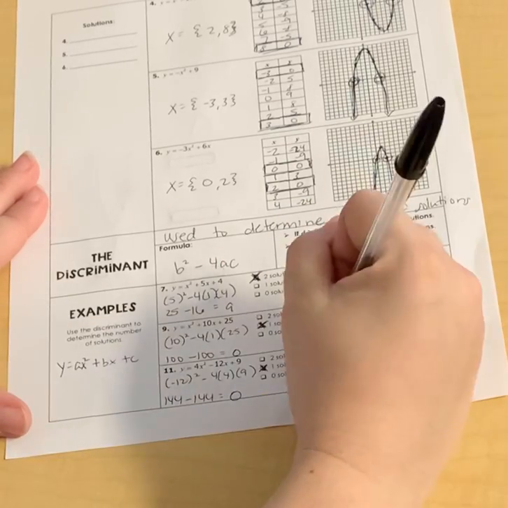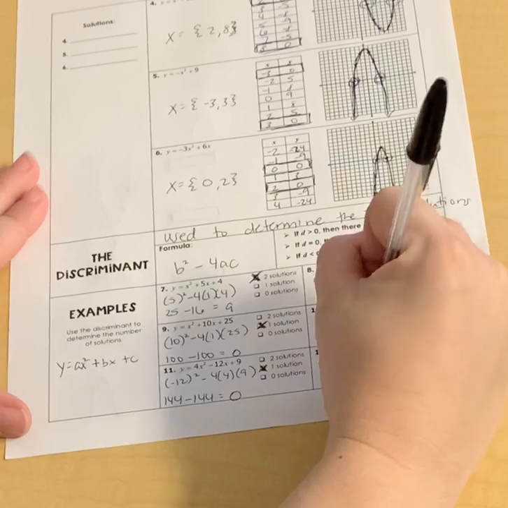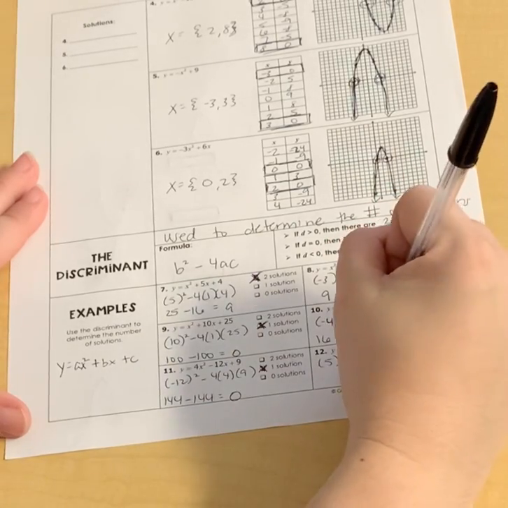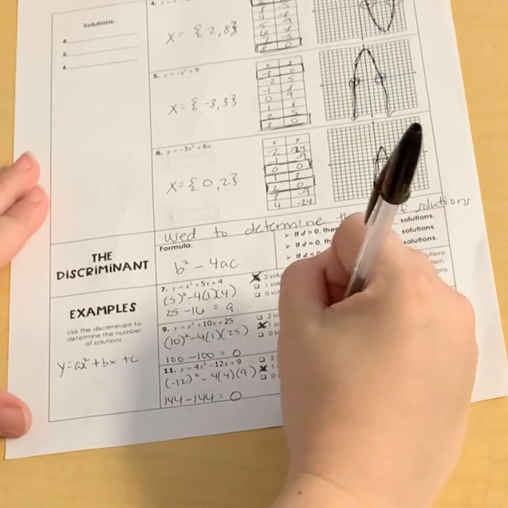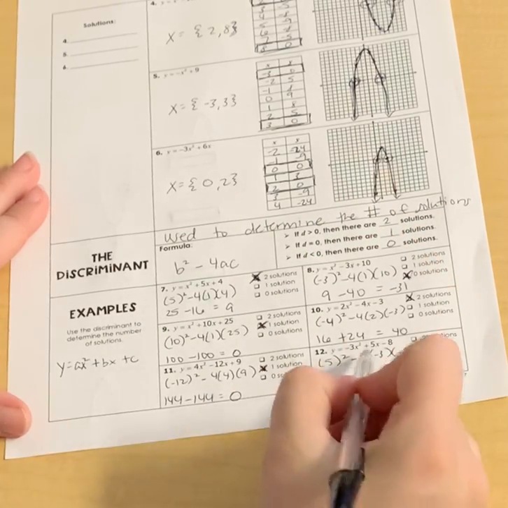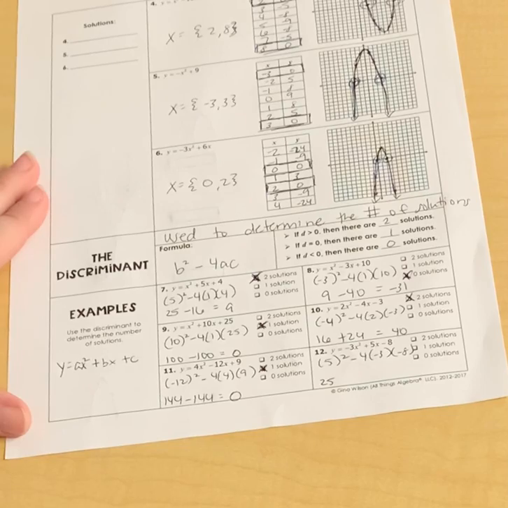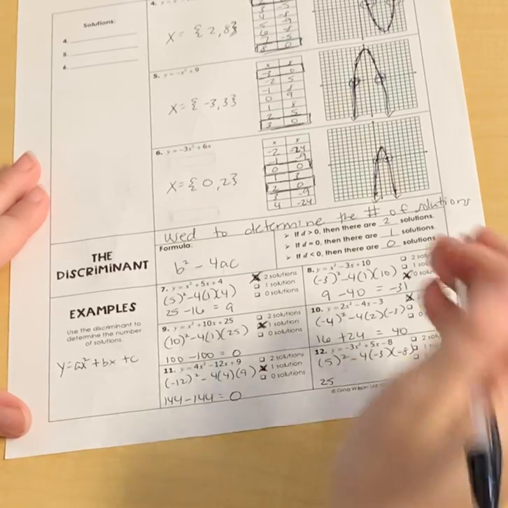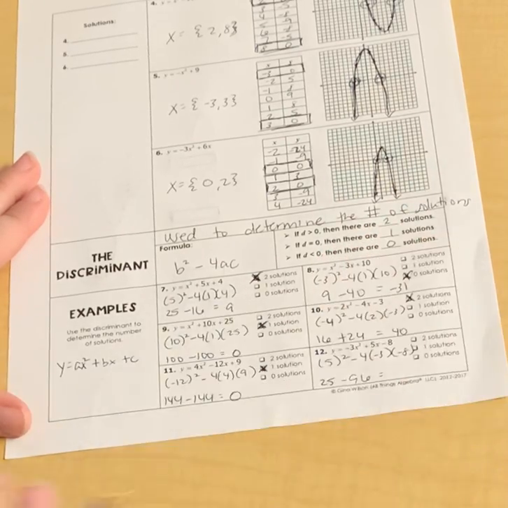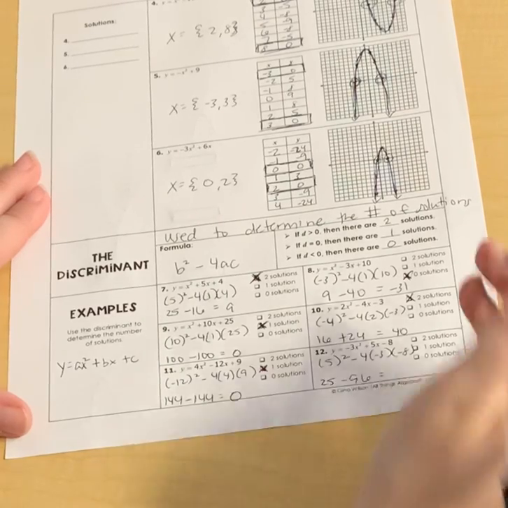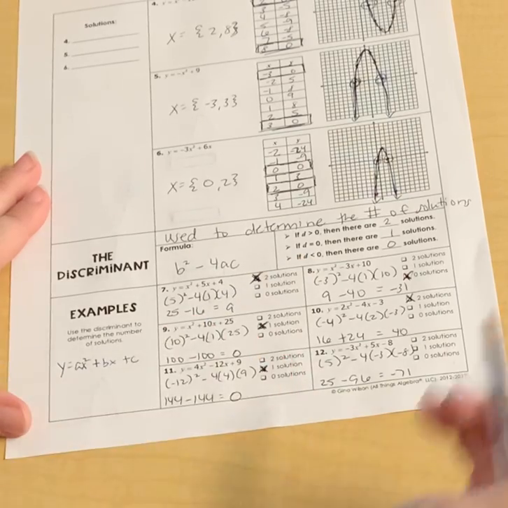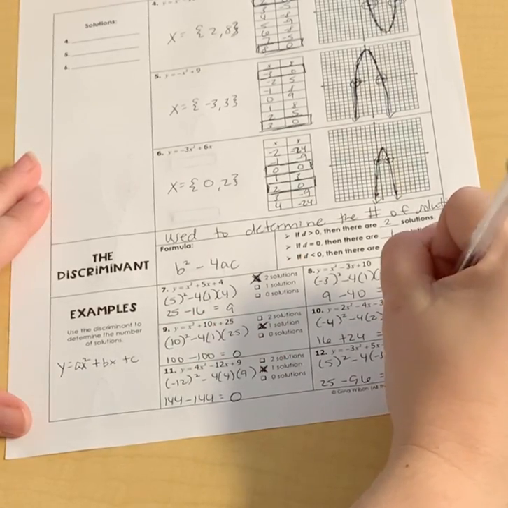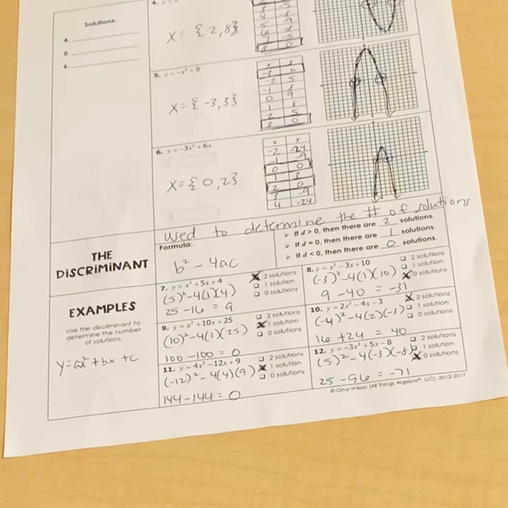Last one, our B is 5. Okay, our A is negative 3, and our C is negative 8. 5 squared is 25. Negative 4 times negative 3 is 12, and 12 times negative 8 is negative 96. 25 minus 96 is negative 71. So we have a number that is less than 0, so that means there would be 0 solutions. Okay, all right, so this is quadratic roots.